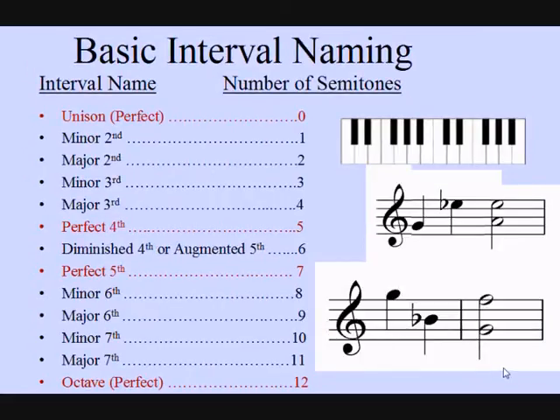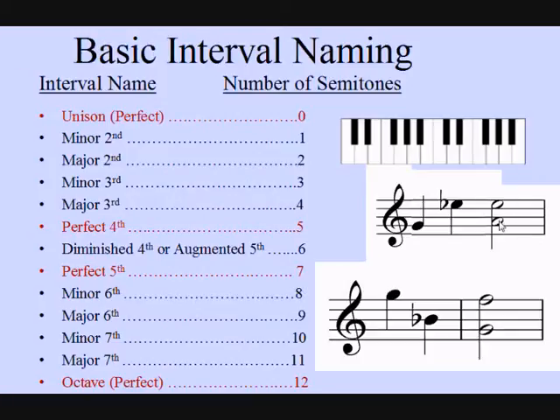Let's look at some more examples. Here we have from the staff point of view 1, 2, 3, 4, 5, 6th. This is a sixth. I don't know whether minor or major. Let's look at the number of semitones from G to E flat. We have 0, 1, 2, 3, 4, 5, 6, 7, 8. Therefore this is a minor sixth.